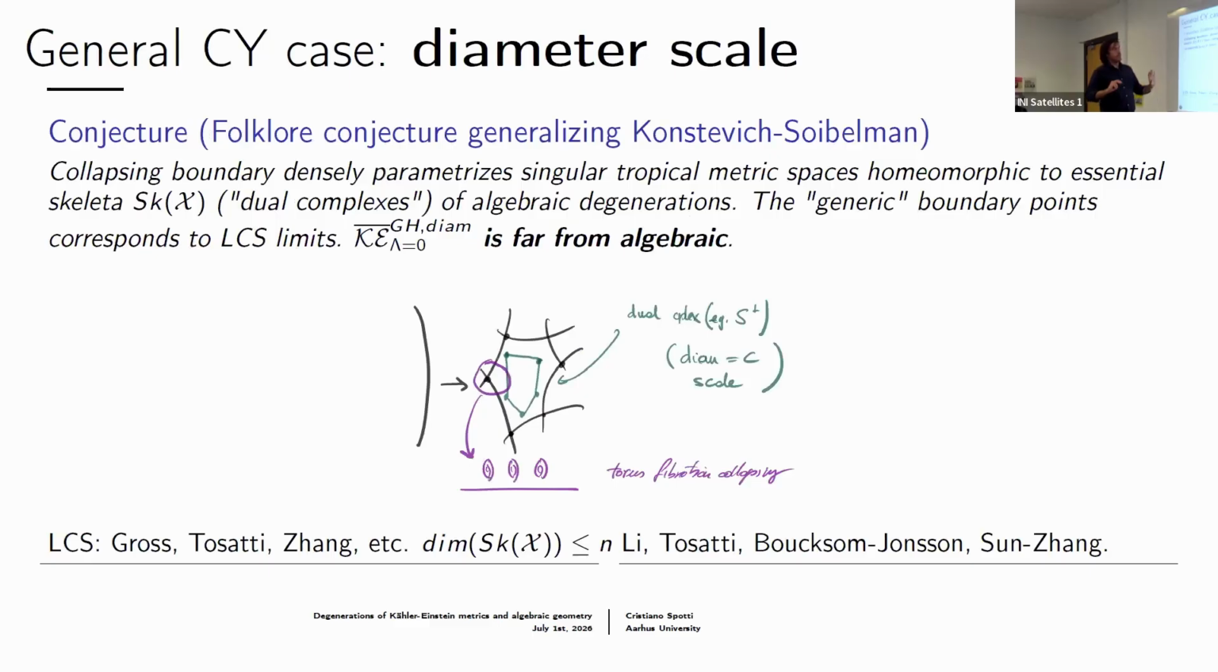So to conclude, let's go to the general conjectural picture. At the diameter scale, the conjectural picture is sort of understood. It is a generalization of the Kontsevich-Soibelman perspective on the SYZ conjecture. So you would expect generic limits at the diameter scale not to be algebraic varieties, but the dual complex of certain degenerations. So we go outside the category of algebraic varieties to this more tropical dual complex of varieties. There is a lot of recent work, for instance by Yang Li, and by other people in the past, such as Song Sun and Junsheng Zhang, that has verified this in special cases.